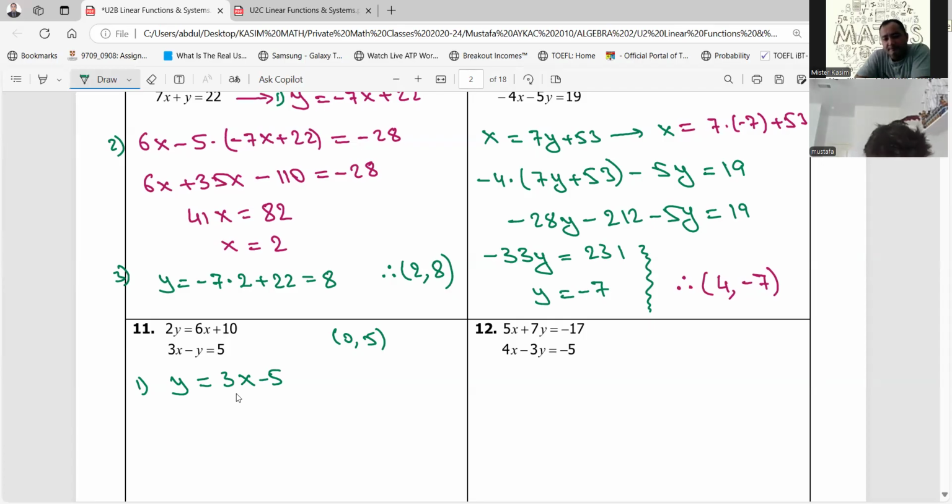I think you made a mistake here, Mustafa. That's why you get the wrong answer. Yeah, I moved 3x to the other side. But if you move 3x to the right-hand side, then you should have negative y is equal to negative 3x plus 5. And if you multiply both sides by negative, then you'll have y is equal to 3x minus 5. That is because of lack of practice. You know how to do that, but because of the lack of practice, you make such mistakes.